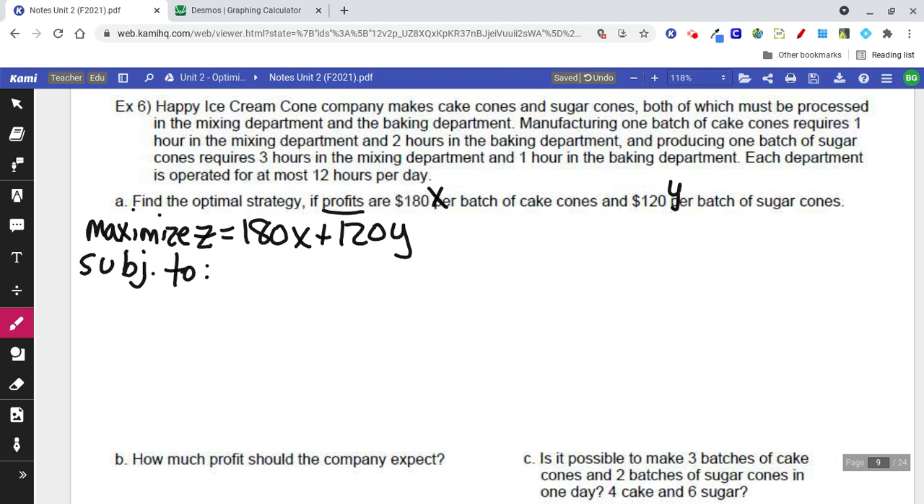Now I want to go back through and get my constraints. So, a couple of things you can do is go back and every time it says cake cones, put an X, and sugar cones, put a Y. But also you're looking for the inequality symbol. So greater than, less than, something like that. So where are we at here? 1 hour in the mixing department, 2 hours in the baking department, producing 1, 3 hours in the mixing one. Okay.